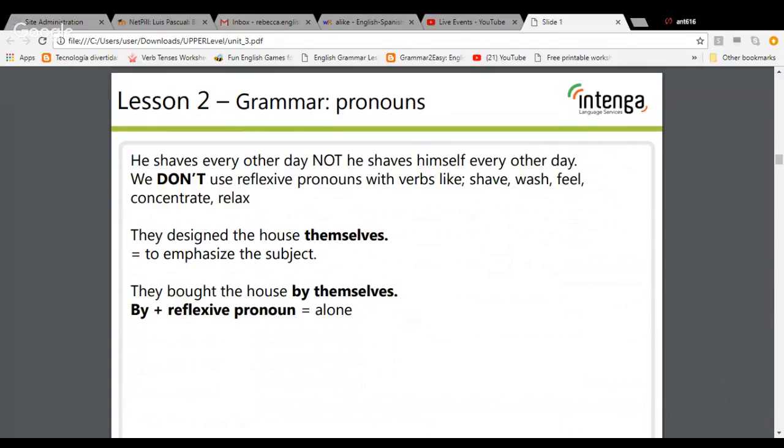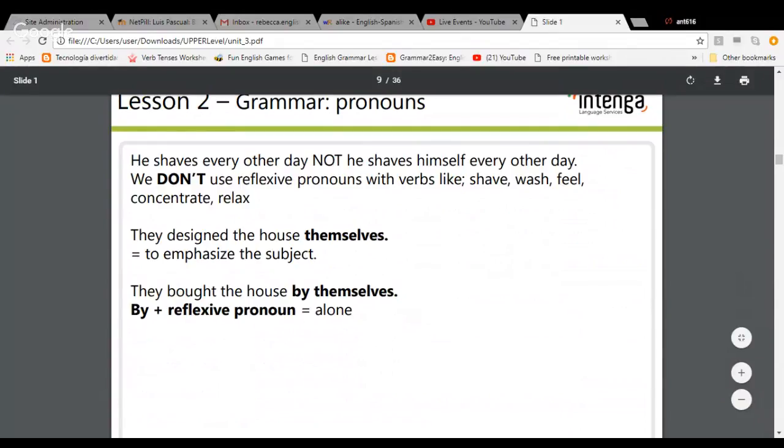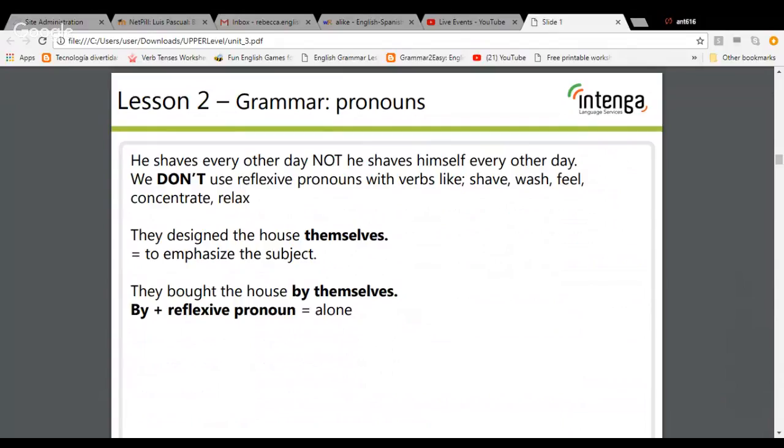Good, and this is something that's a common mistake with Spanish speakers. And I always refer to them because I'm here and that's the only experience I have. And so they designed the house themselves. Again, this is just saying they did it. You could say they designed the house. And that's it. You don't have to say themselves in this case. And they bought the house by themselves means, yep, they didn't have any help from a bank or their parents or anything like that.